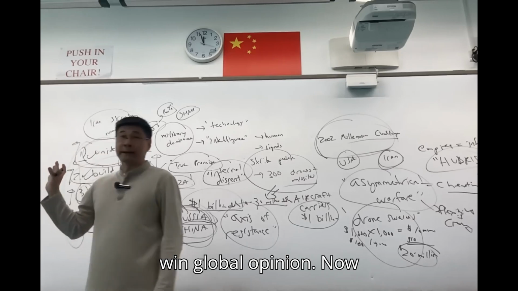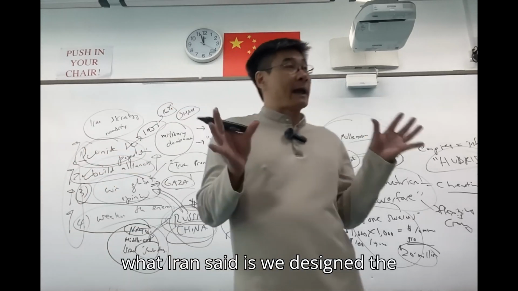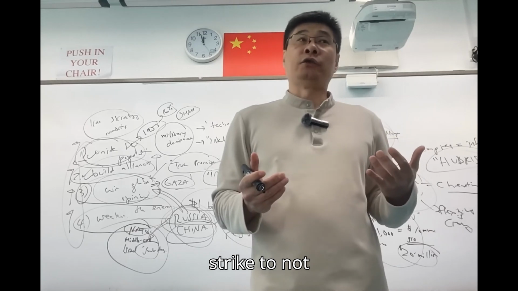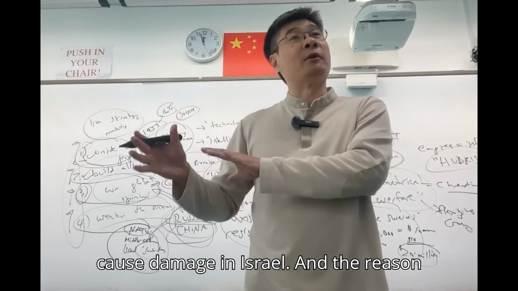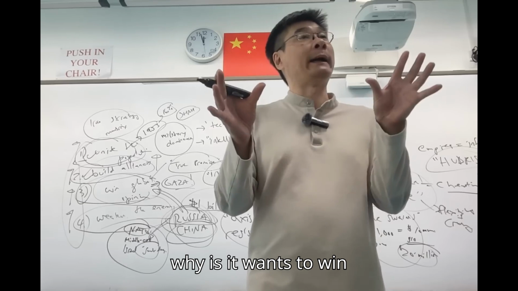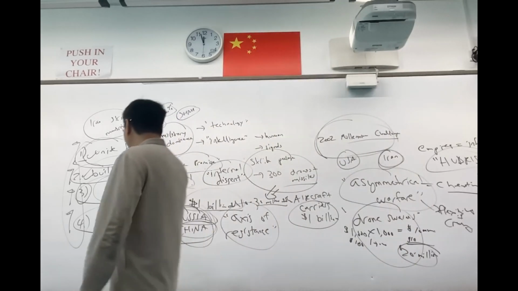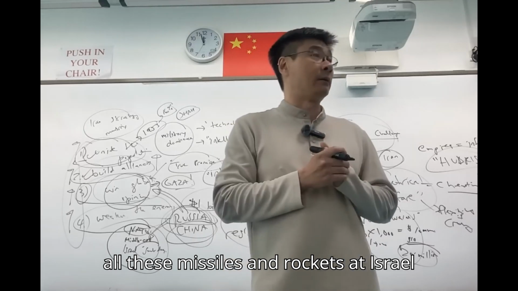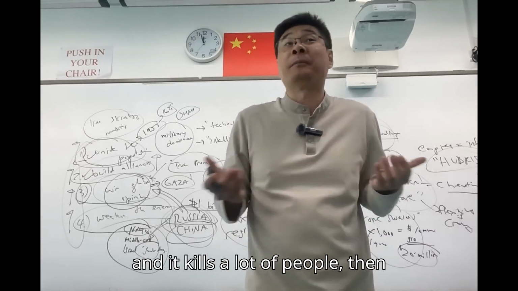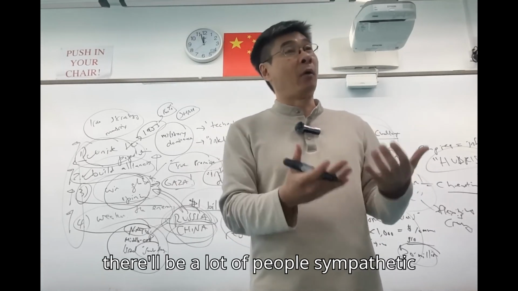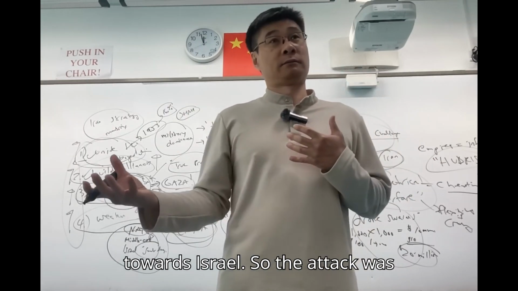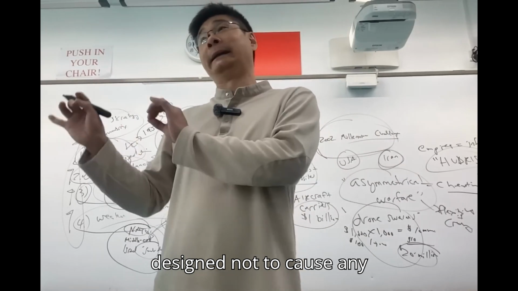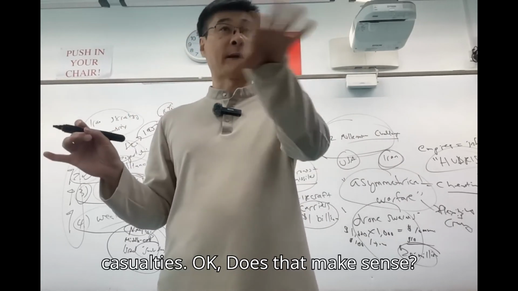Win global opinion. Now, what Iran said is, we designed the strike to not cause damage in Israel. And the reason why is it wants to win global opinion, right? If it throws all these missiles and rockets at Israel and it kills a lot of people, then there'll be a lot of people sympathetic towards Israel. So the attack was designed not to cause any casualties. Okay, does that make sense?